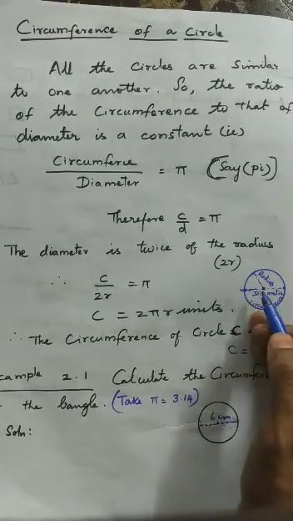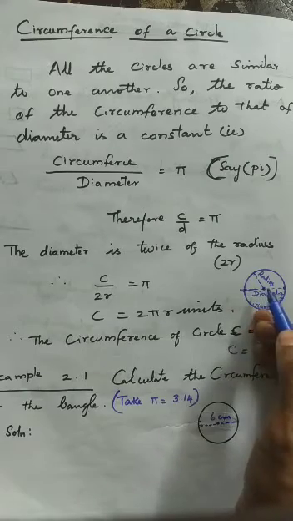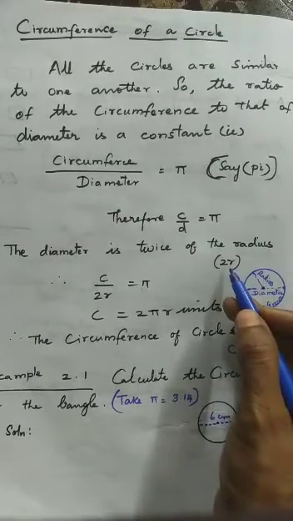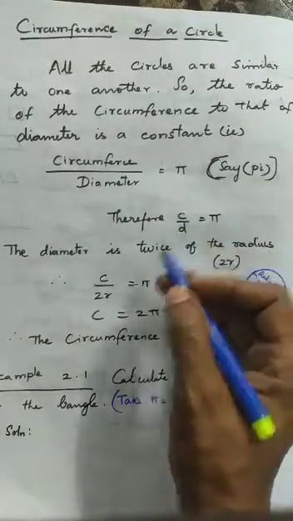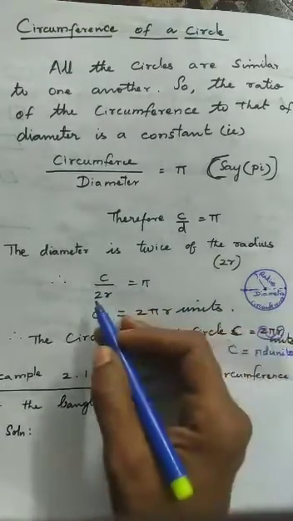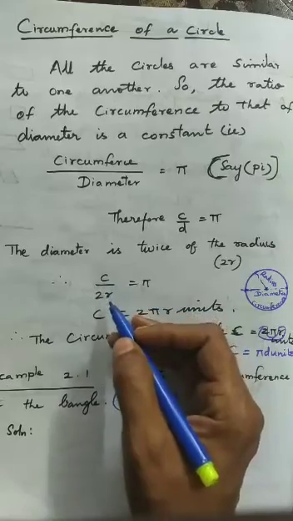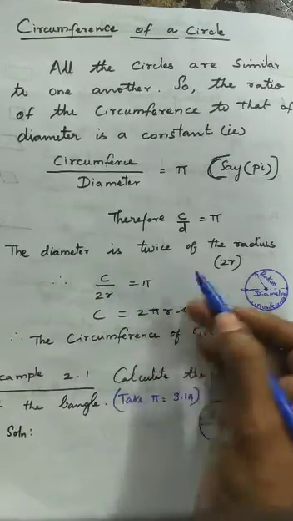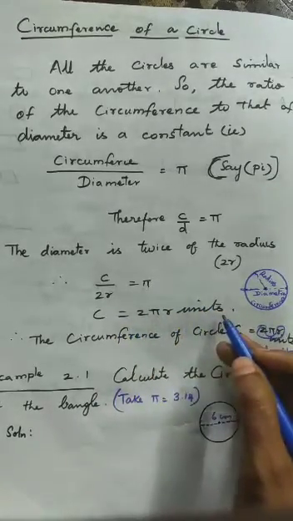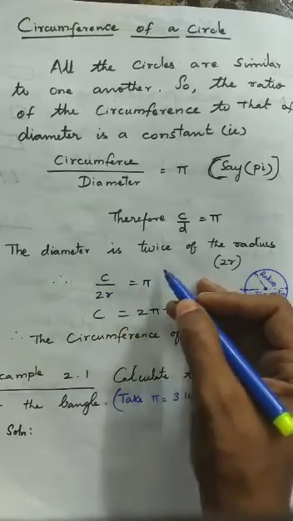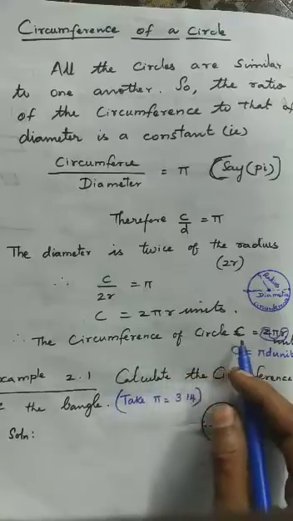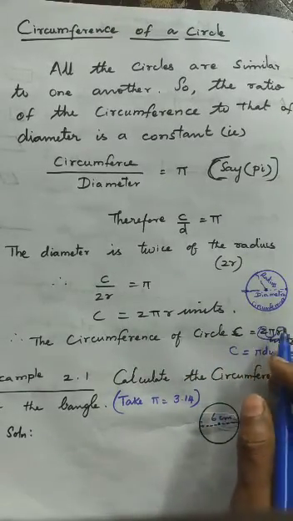Here, diameter means one radius here, one radius here. So r plus r is 2r. So we can write the diameter as 2r. So C by 2r is equal to pi. So C is equal to 2 pi r units. Keep C here, bring the 2r outside. So the formula for the circumference of the circle C is equal to 2 pi r.